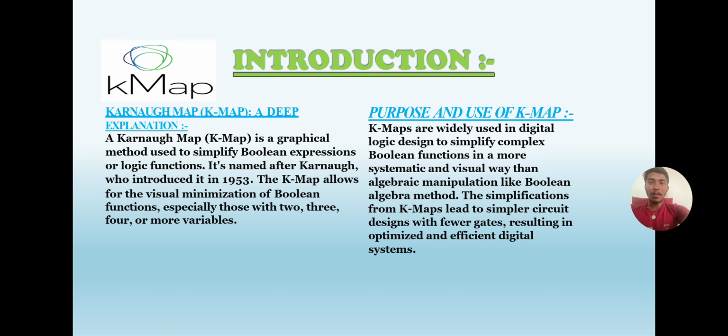Looking at the purpose and uses of the K-map, K-maps are used in digital logic design to simplify complex Boolean expressions in a more systematic and visual way than algebraic manipulation methods. Simplification with the K-map leads to simpler circuit design with fewer gates, resulting in optimized and effective digital systems. The gates here are the OR gate, AND gate, and universal gates, the logic gates which we are using. So we can get a simplified version of the circuit with the simplification of the K-map. This is the main purpose of the K-map.